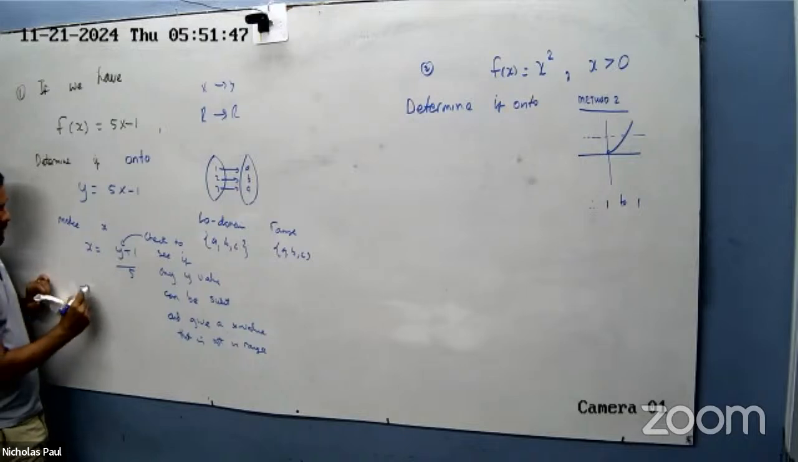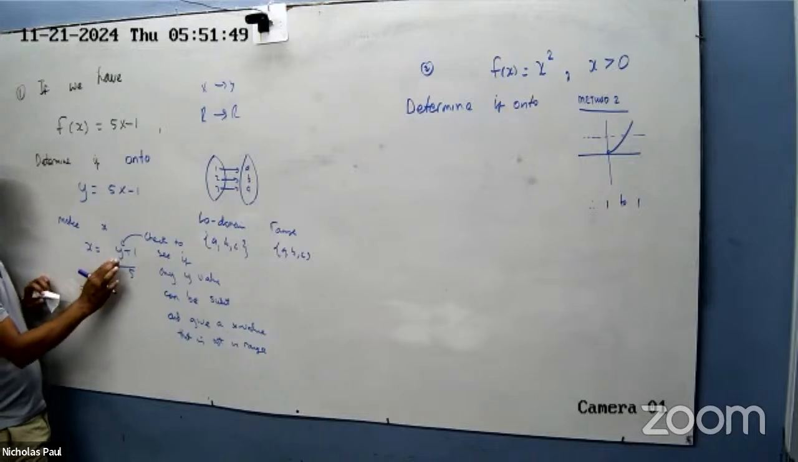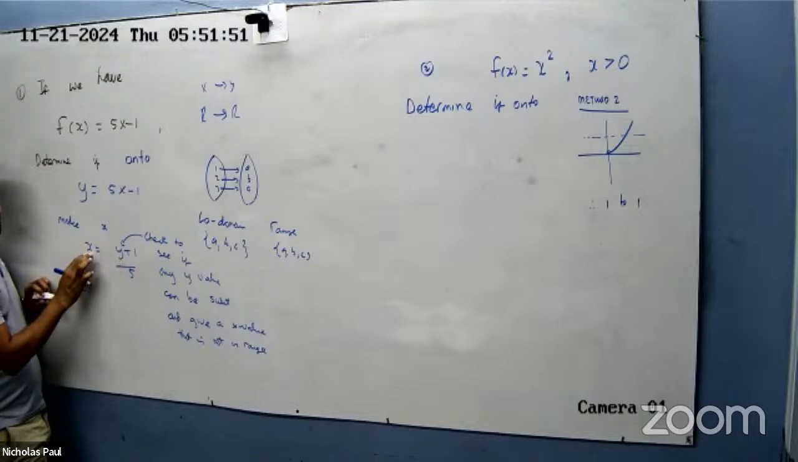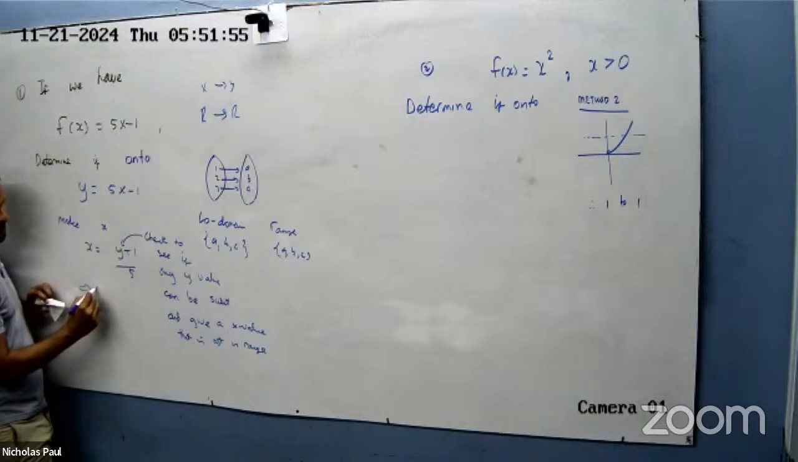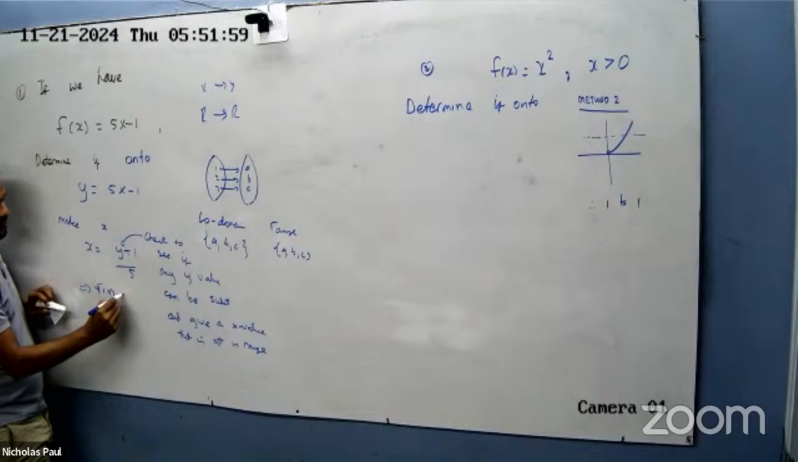So what that implies is, if there is no y value I could put in here that will give me an x value that is not real, then I could say this implies that f of x is onto.